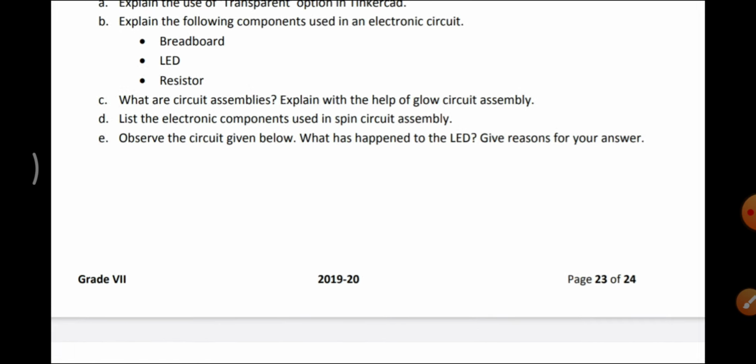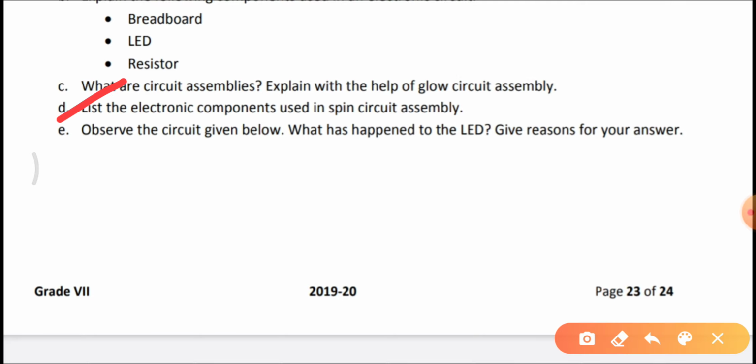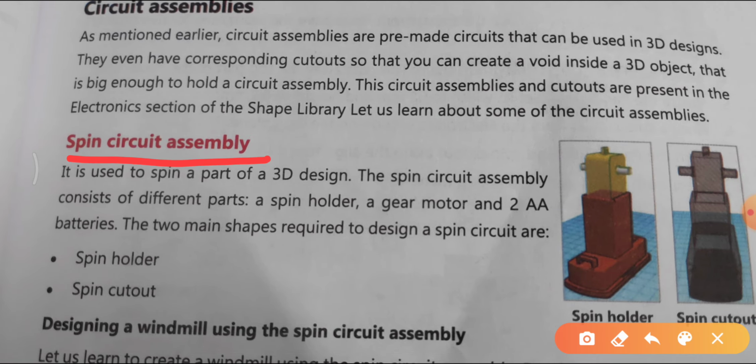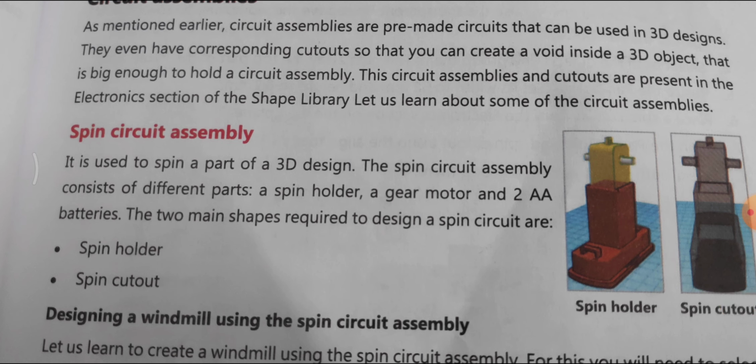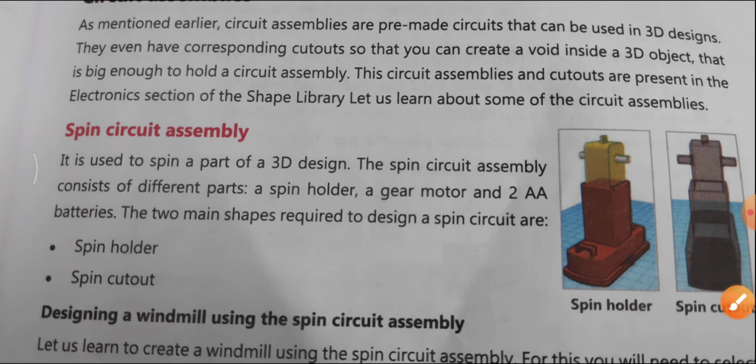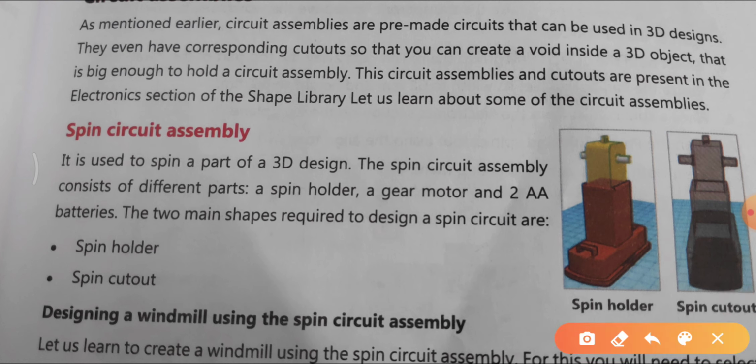That is what glow circuit assembly is. We'll go to the questions again. Now the next question is, list the electronic components used in the spin circuit assembly. Spin means what? Windmill kind of structure. See in front of you, what is spin circuit assembly? Just read. It is used to spin a part of a 3D design, as you can see here, like a windmill, and which is given at the base. See, this line is very easy. This line helps you. Spin circuit assembly is used to create a design like a windmill. It is very easy to understand the windmill concept, and it is already well known. Now, spin circuit assembly contains two parts, spin holder and spin cutout, as in glow. This is spin cutout and this is spin holder.